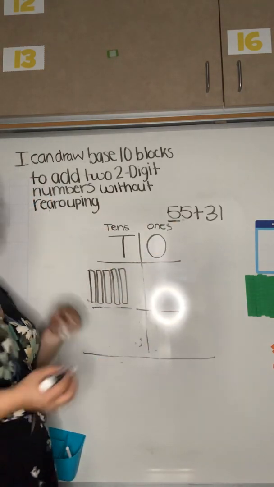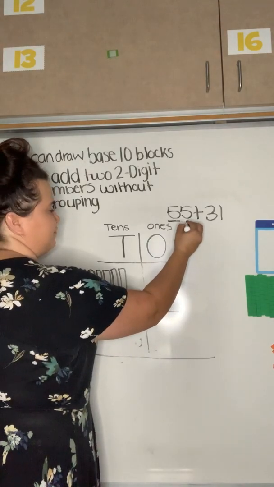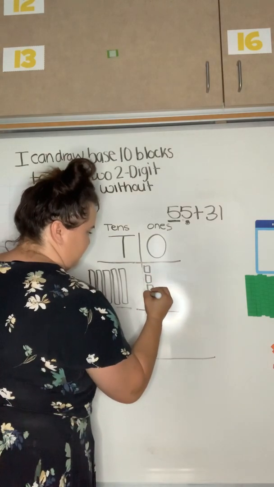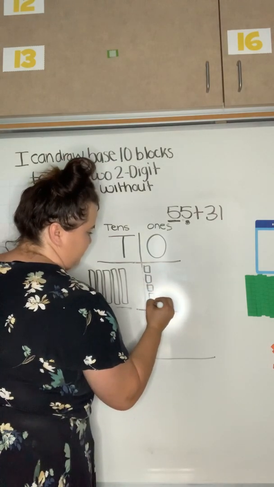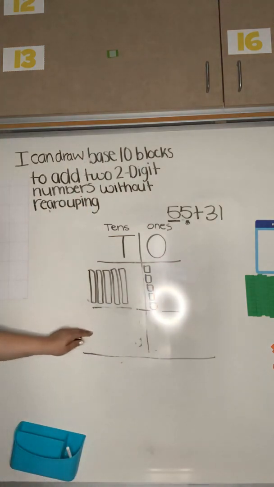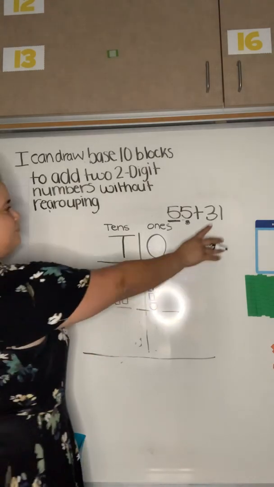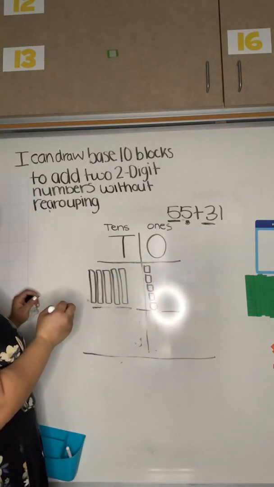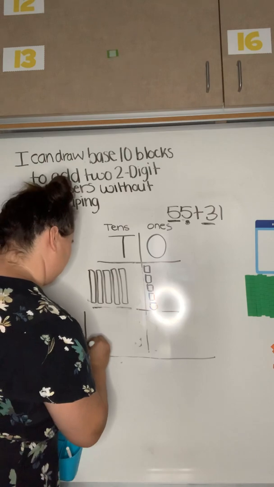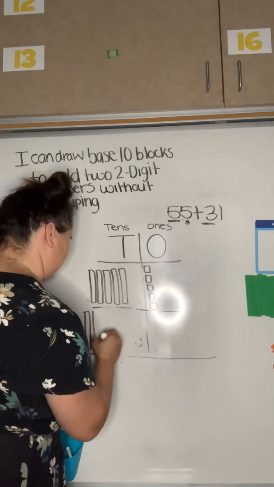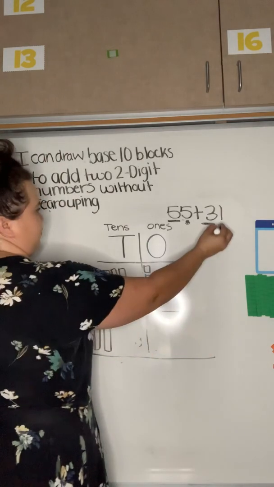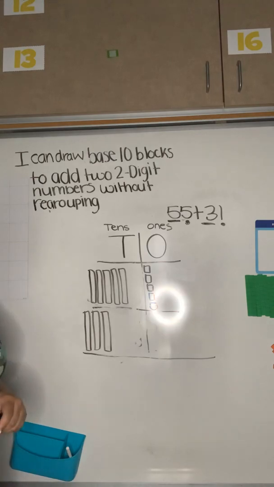How many ones do we have? 5, so we're going to draw 5 ones. 1, 2, 3. Now we're going to move on to number 31. So, how many tens are in the number 31? 3. Good job. And do 1, 2, and 3. Now, how many ones are in number 31? 1. Good job.